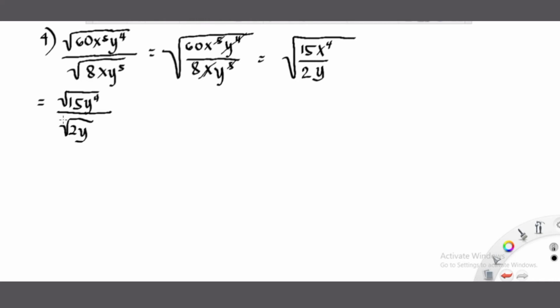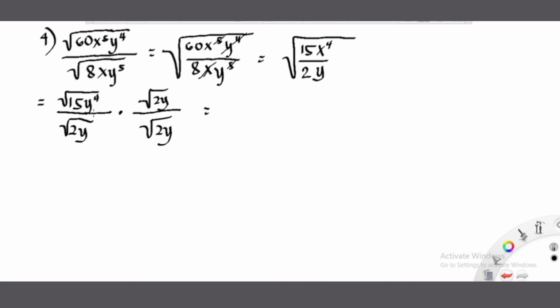So again, you can see the denominator is a radical, so we cannot accept this as our final answer. We need to rationalize. And in doing that, we have to multiply both the numerator and the denominator by the square root of 2y.